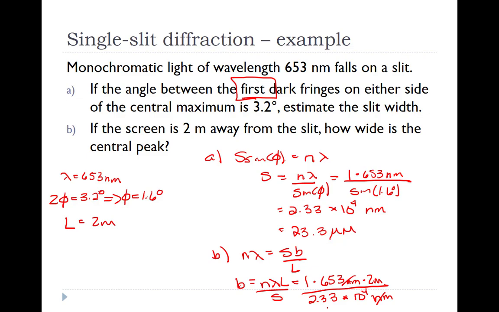So 653 times 2 divided by 2.33 times 10 to the 4th gives B equals 5.6 times 10 to the minus 2 meters. And again, I need to multiply that by 2. So the answer to part B is that 2B is 1.12 times 10 to the minus 1 meters, which is a very broad pattern.